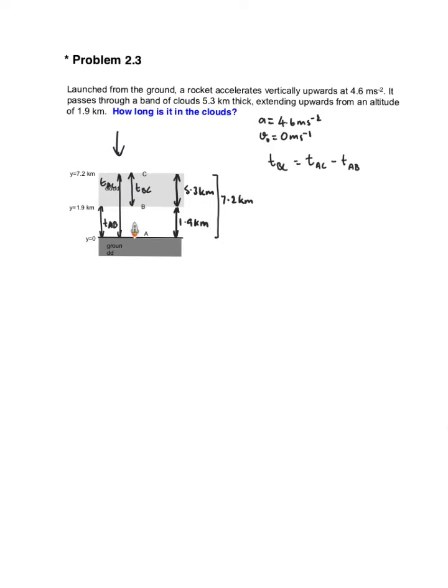There is another way. You could solve the motion from A to B to get the velocity at B. So find out what the velocity is at this point, and then use that to find TBC, knowing this distance. So that's another cool way of doing it. If you can think of another way, let me know. So let's just use my strategy then.